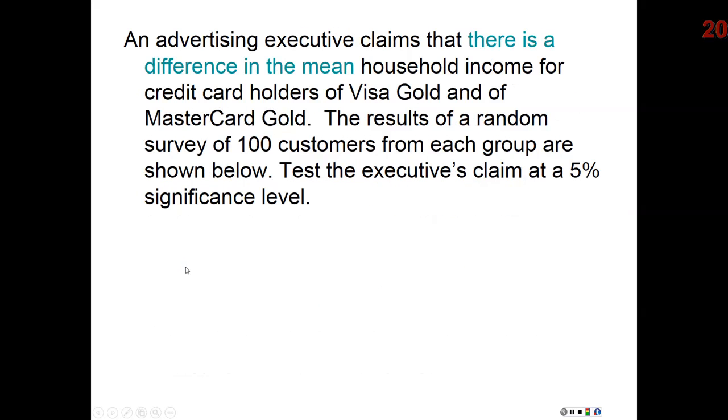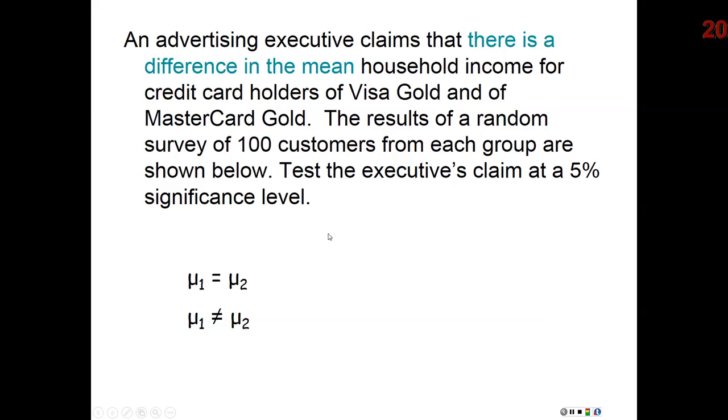We're going to write our null and alternative hypothesis. Okay? Now look what it says here. An advertising claims that there is a difference in the mean household incomes for credit card holders of Visa Gold and of MasterCard Gold. The results of a random survey of 100 customers from each group are shown below. Test the executive's claim at a 5% level of significance.